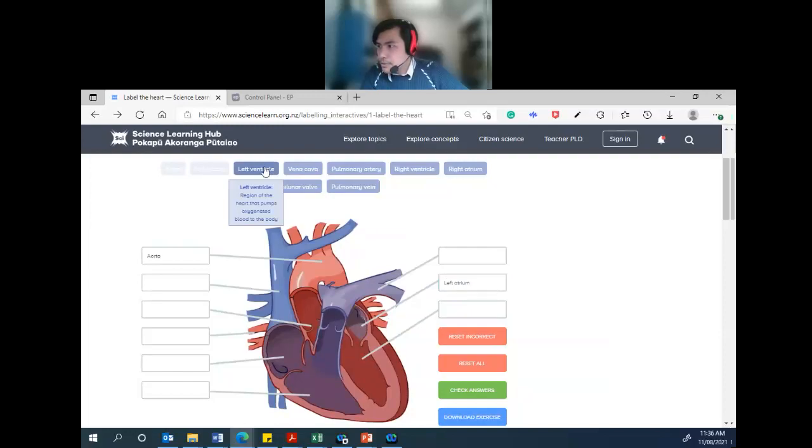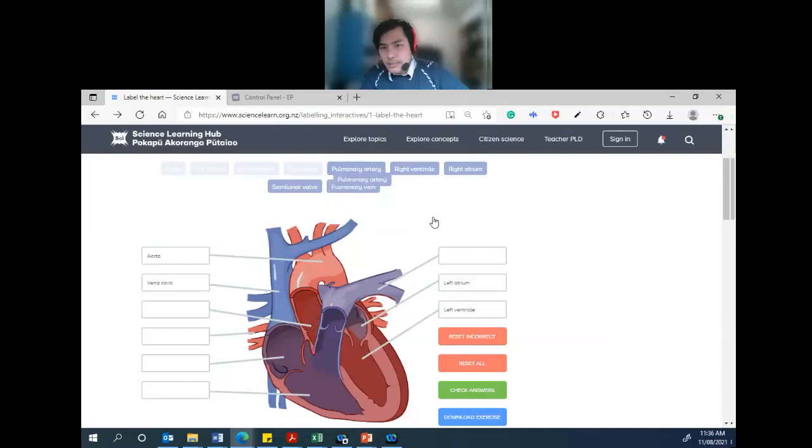Next, we got left ventricle. So this is the region of the heart that pumps oxygenated blood to your body. So third down on the right, so this one here. Yes. Okay, next is the vena cava, which carries deoxygenated blood from the body to the heart. Second one on the left. Beautiful.